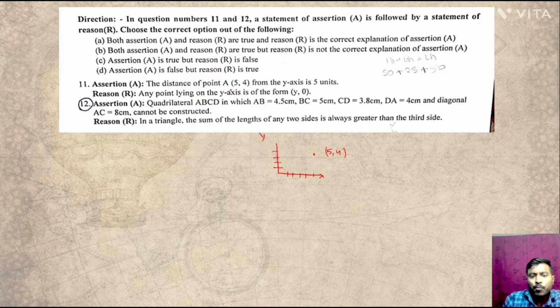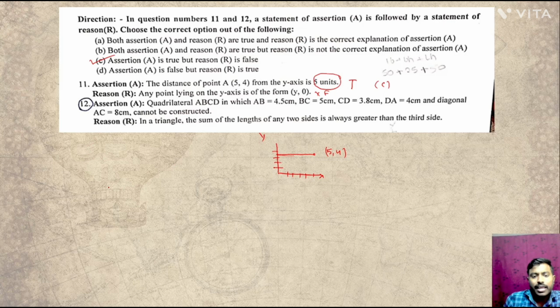The distance of point A from the y-axis means this distance. This distance becomes 5 centimeter or 5 units. The assertion is correct. True. Any point lying on the y-axis is of the form (0, y). It is false. The correct answer is A is true, R is false. Option number C. Next question.